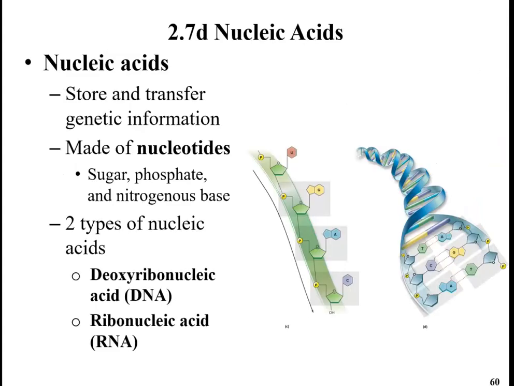Nucleic acids. This will be DNA and RNA. So these store and transfer genetic information. DNA is the storage form, and RNA is the transferring form of nucleic acid. These are made of nucleotides, and a nucleotide is a sugar, a phosphate, and a nitrogenous base. The two types of nucleic acids are deoxyribonucleic acid and ribonucleic acid, and they are so named because in DNA, the sugar that's present is deoxyribose, whereas in RNA, the sugar that is present is ribose.